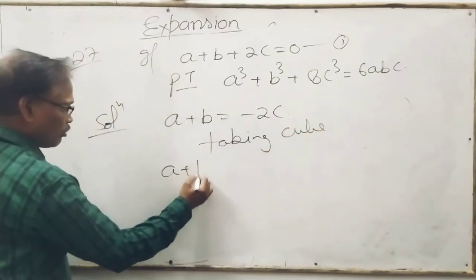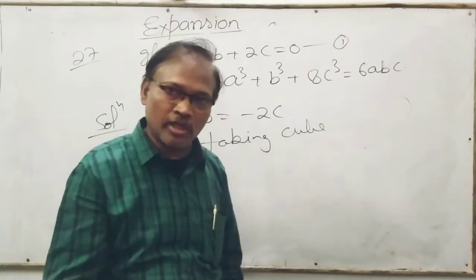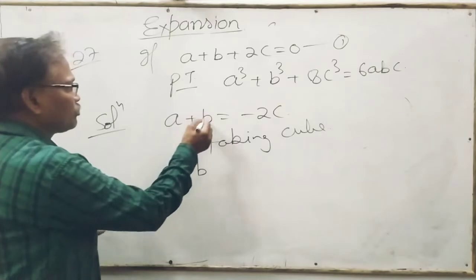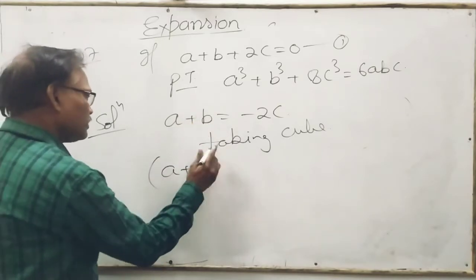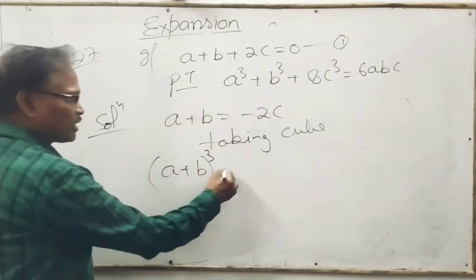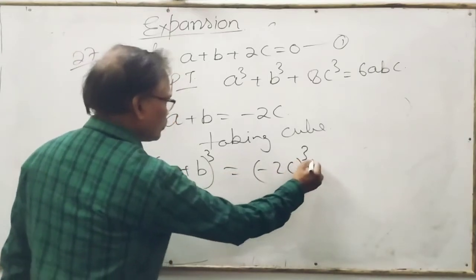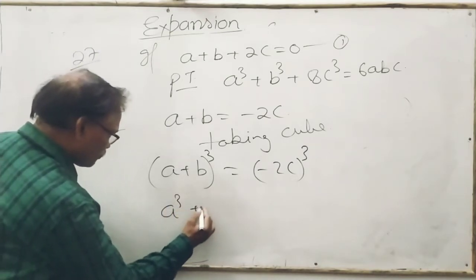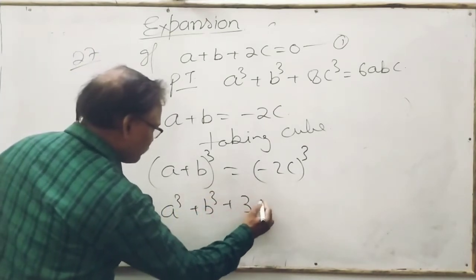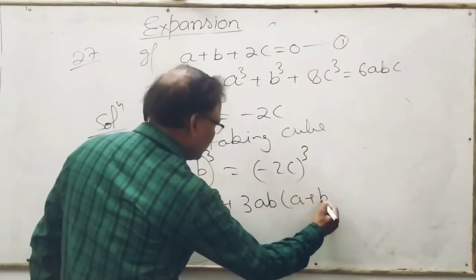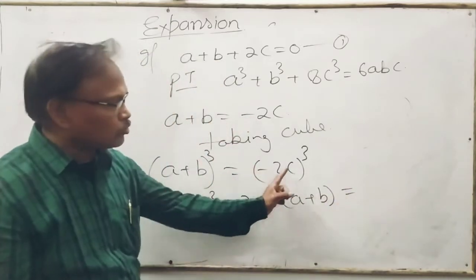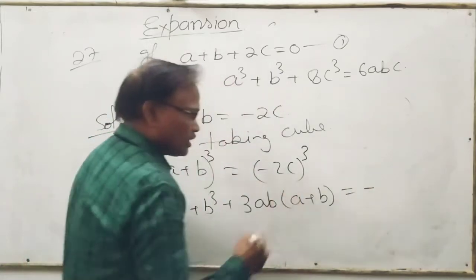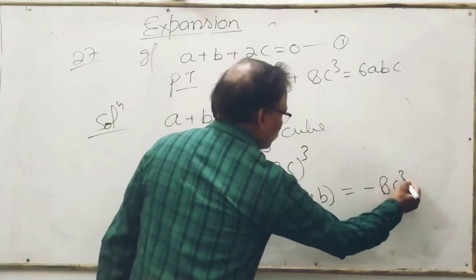Okay. So while taking cube, always taking square, taking cube, you use the bracket. It is a whole. It is not that a cube and b cube become separate. So in that case you will take the whole cube, means bracket minus 2c whole cube. So what you will get? Use the formula here. So it will be a cube plus b cube plus 3ab in bracket (a plus b) is equal to minus 2c whole cube, means minus 2c into minus 2c into minus 2c. So it will be minus sign there and 8c cube.